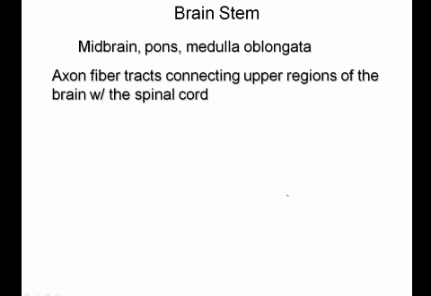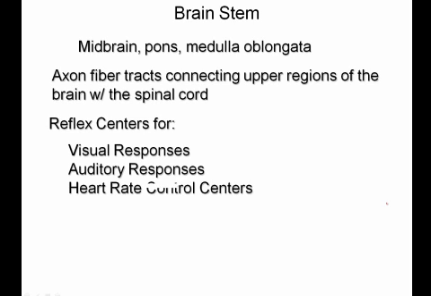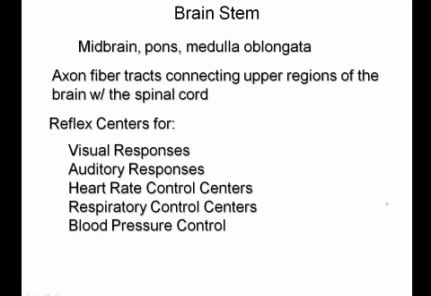Also those motor tracts that initiate in the primary motor cortex and eventually have to pass down through the brainstem and the spinal cord. There are some reflex centers, and these are some small areas of gray matter. Those would be the neuron cell bodies. So these reflex centers are also distributed throughout the brainstem, and they control things like our visual reflexes, auditory responses, also heart rate, and respiratory rate is controlled by some of these reflex centers in the brainstem. Another one would be blood pressure controls are monitored in the brainstem.